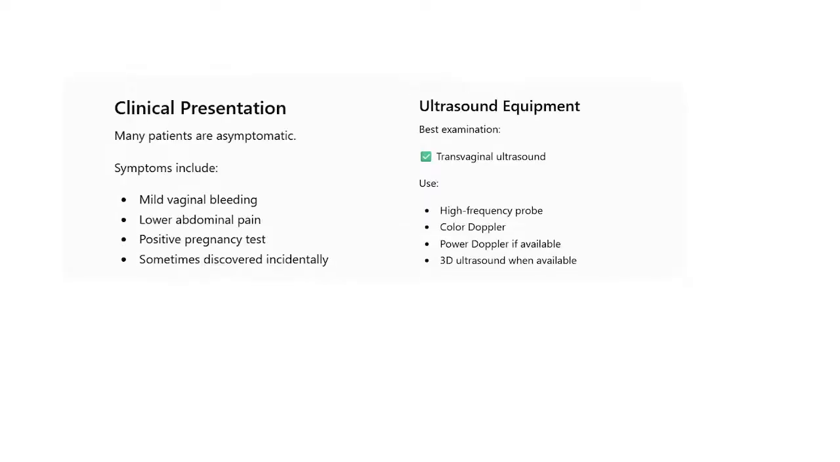So now the clinical presentation. Many patients are asymptomatic. Symptoms include vaginal bleeding, lower abdominal pain, positive pregnancy tests, sometimes discovered incidentally. The best ultrasound for diagnosis of a scar ectopic pregnancy is transvaginal. Use a high frequency probe, color Doppler, power Doppler if available, and 3D ultrasound when available.